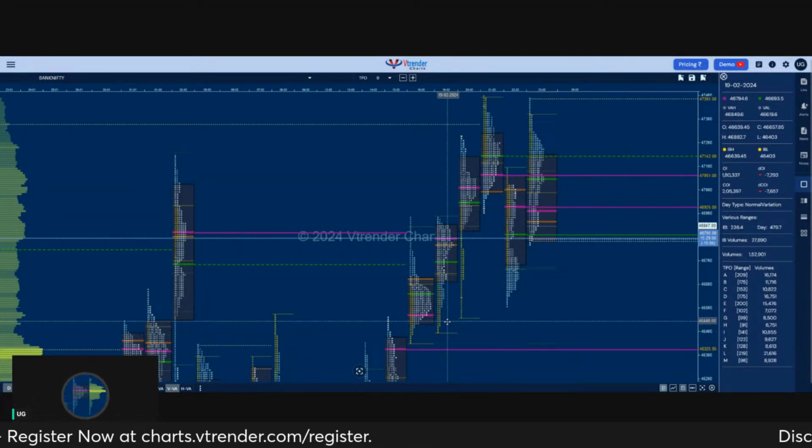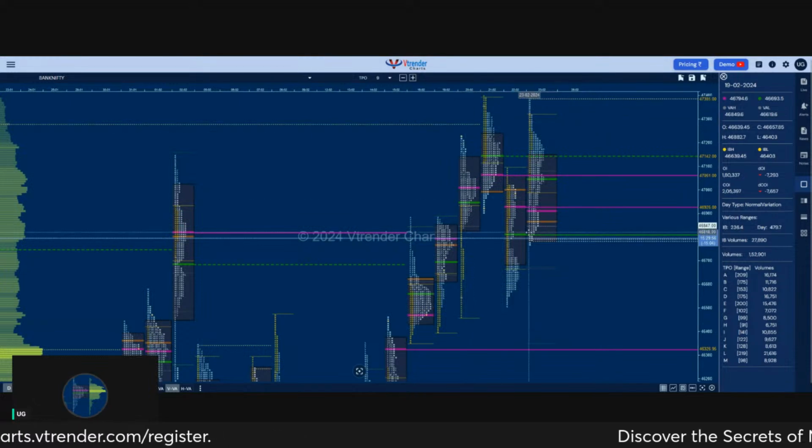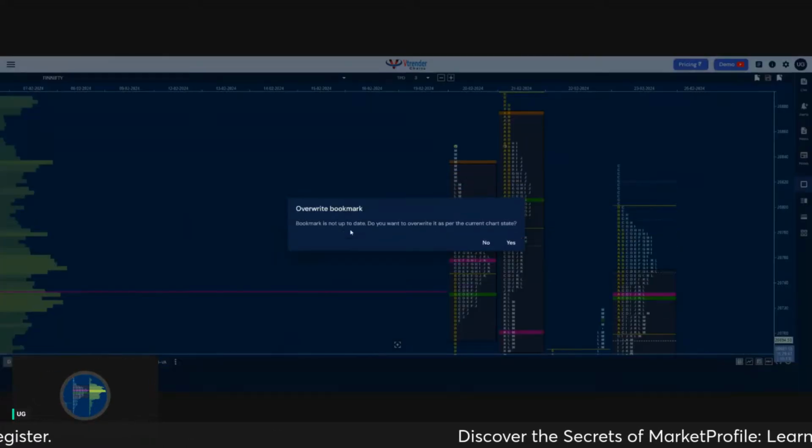So this is as far as the Bank Nifty is concerned. So I'll quickly move on to the Fin Nifty.